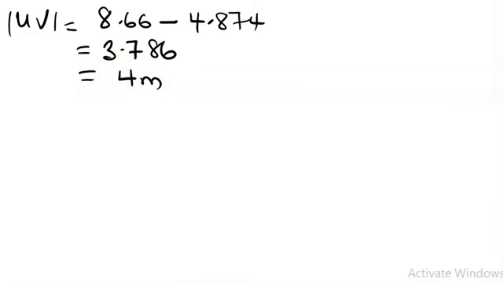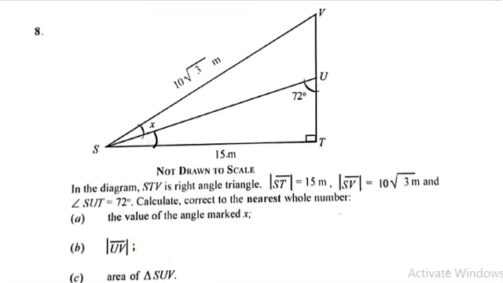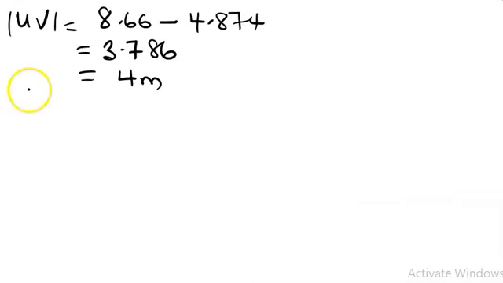Okay. Now we have been asked to find the area of SUV. So take a look at something here. When you consider the whole triangle, it's a right angle triangle, and then we have a smaller one here. So all that we need to do is to find the area of the bigger right angle triangle, and then we find the area of the smaller one. Then we subtract. That will give us the area of the triangle.